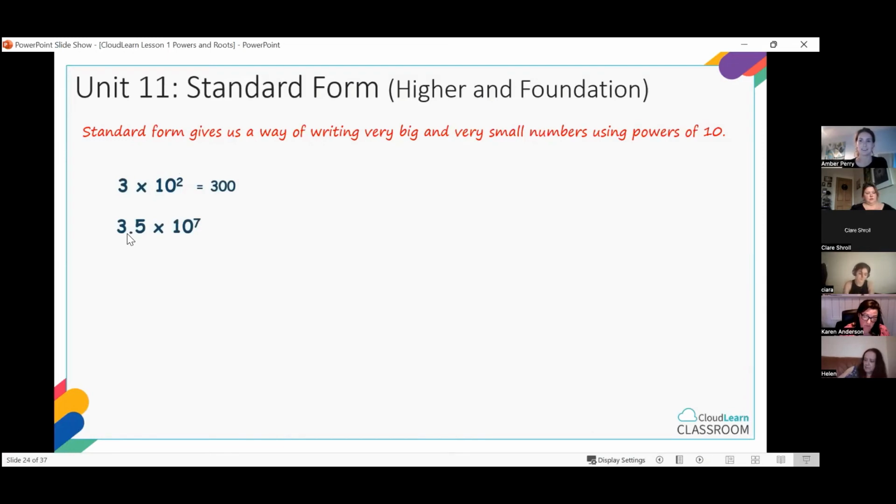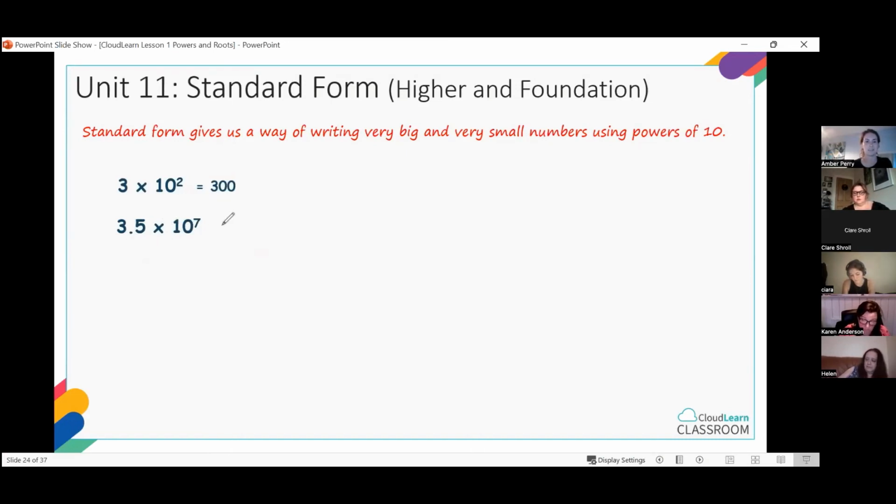As I said earlier, it could be a decimal. So we could have 3.5 and then times 10 to the power of 7. Now this one is probably a little bit harder to spot straight away, but it's really important to understand what it is, because if you're sitting in a calculator paper, your calculator will give you a much bigger number in this format because it won't be able to fit all of those digits on the screen.